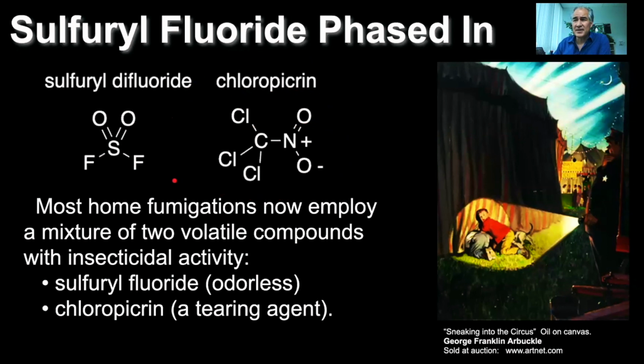Both of these compounds have insecticidal activity, but the real issue here is that sulfuryl fluoride, or difluoride, is odorless, and it's toxic. You would not want to be exposed to sulfuryl difluoride, so they add another agent, chloropicrin. It's a nitroalkane, except there's no H's on that carbon atom. It's got chlorine atoms. And not only does it have insecticidal activity, but it's a tearing agent, like tear gas.